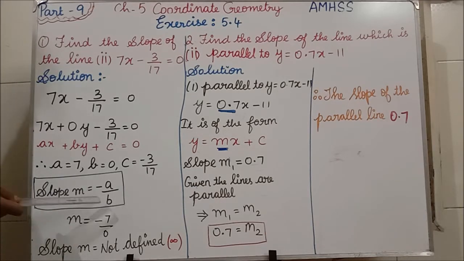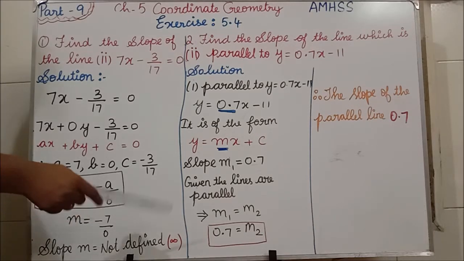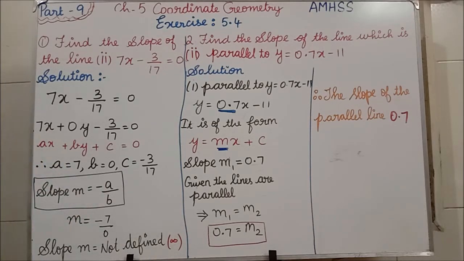Clear? So minus a value is what? 7. Minus 7 divided by, in the formula we have a minus, so I have written that minus. A value is 7 divided by b value, which is 0. So slope m is equal to any value divided by 0, and that answer will be undefined, not defined. That means it is infinity. Clear? So slope m is equal to infinity is our answer.